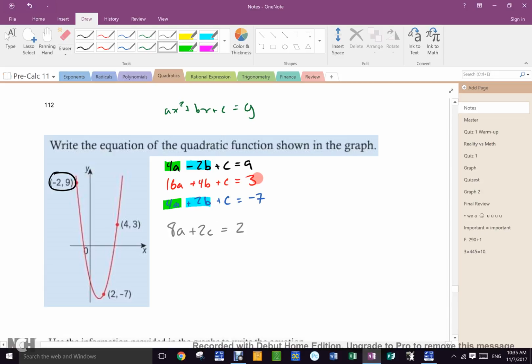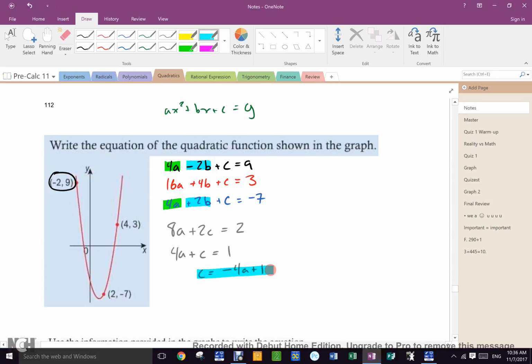But I got a third guy right here, don't I? What can I do with that mathematically? You see 8, 2, 2. What can you do? You can factor it to get what? 4a plus c equals 1, correct? Everyone agree? What does c equal? Negative 4a plus 1, correct?